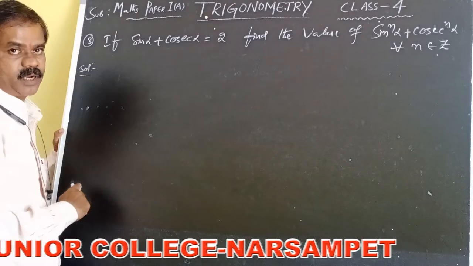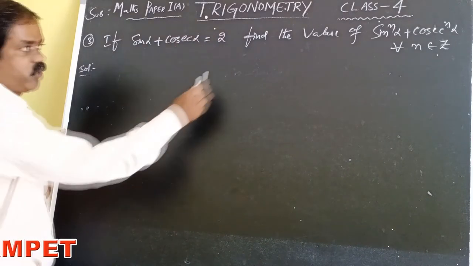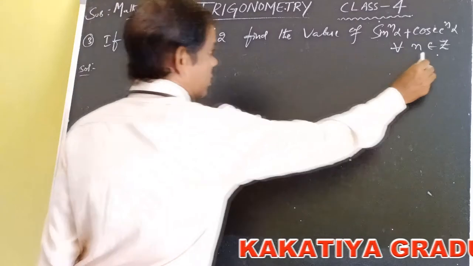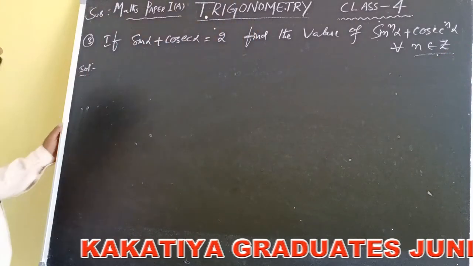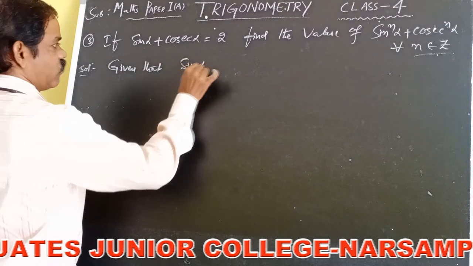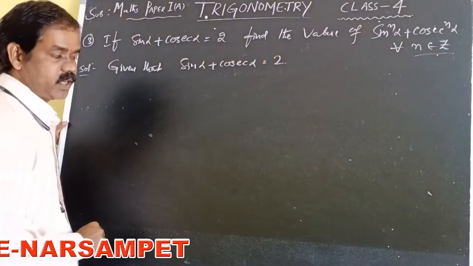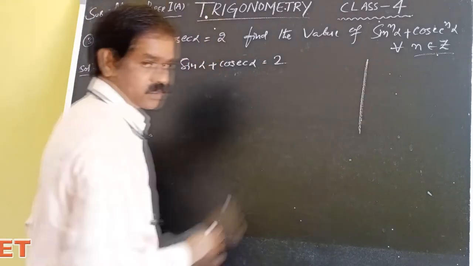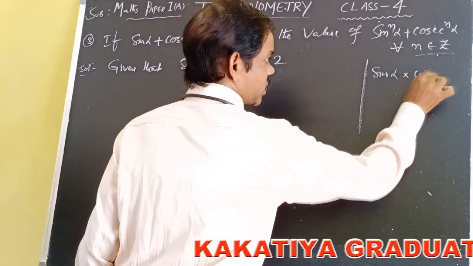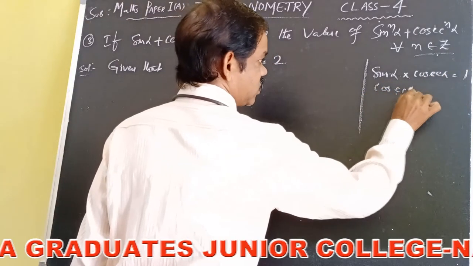Next, third problem. If sin alpha plus cosec alpha is equal to 2, then find the value of sin to the power of n alpha plus cosec to the power of n alpha for all n belongs to Z, integers. So here, given that sin alpha plus cosecant alpha is equal to 2. Yesterday we already learned the reciprocals. What is the reciprocal of sin alpha? Cosec alpha. That means sin alpha into cosecant alpha is equal to how much? 1. So shall I write cosecant alpha is equal to 1 by sin alpha?